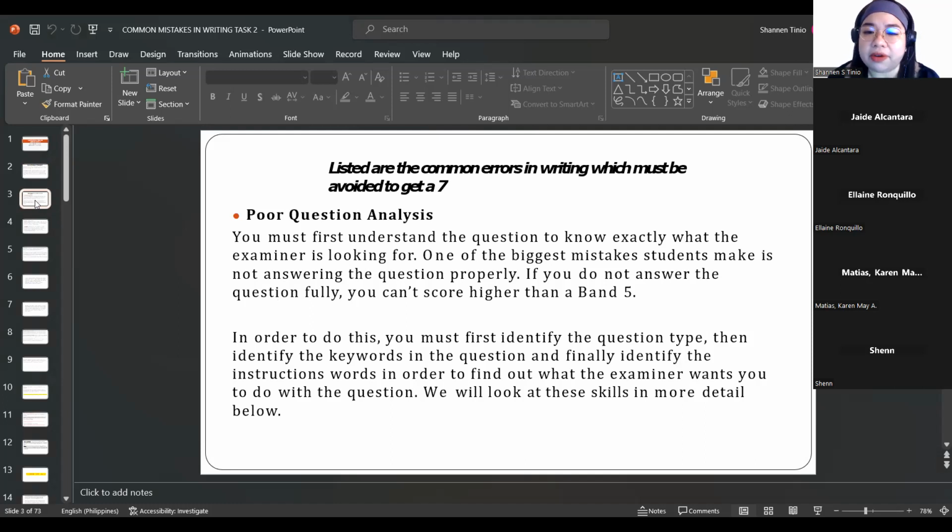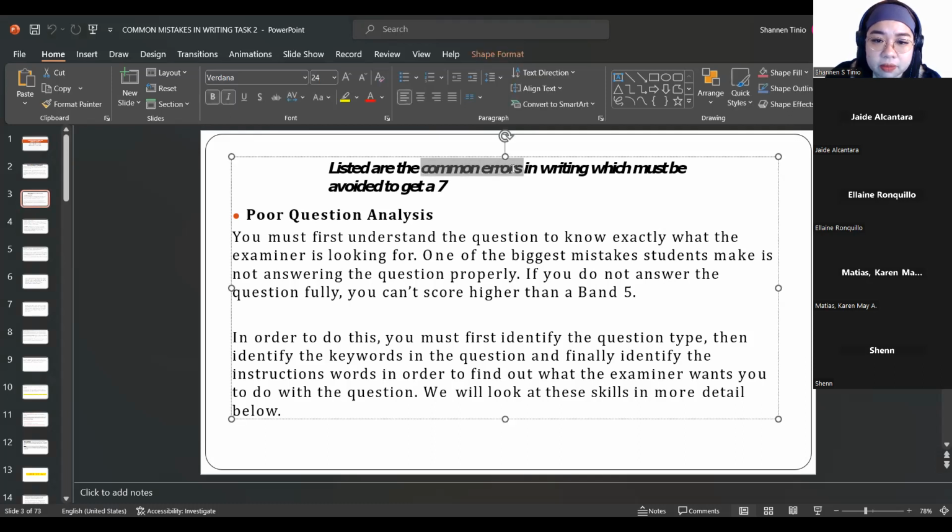Listed are the common errors in writing which must be avoided to get a 7. So in order for you to reach the band score of 7, you have to be able to avoid these errors. As stated here, these are common errors, okay? Meaning most people, most students make these mistakes.